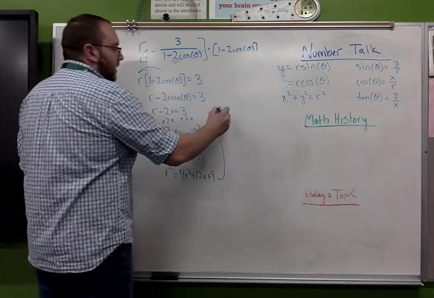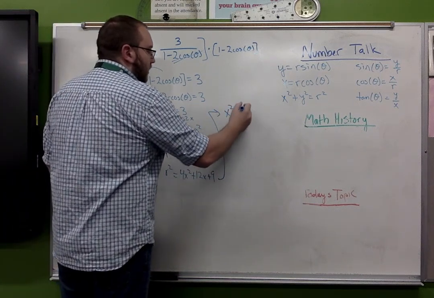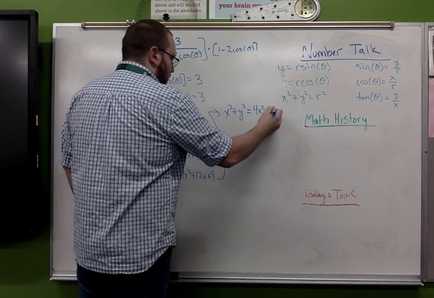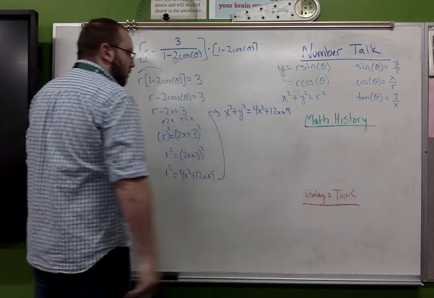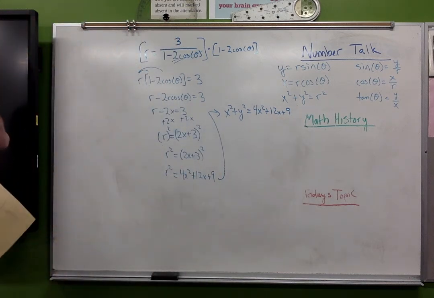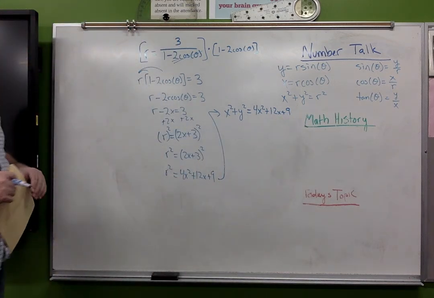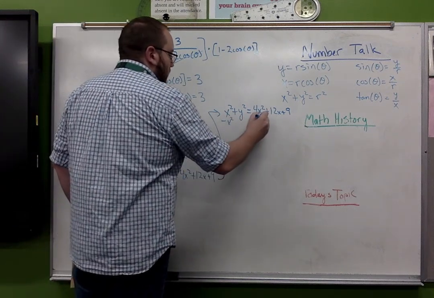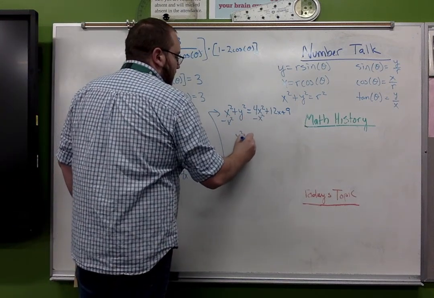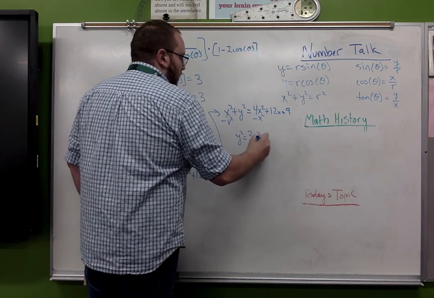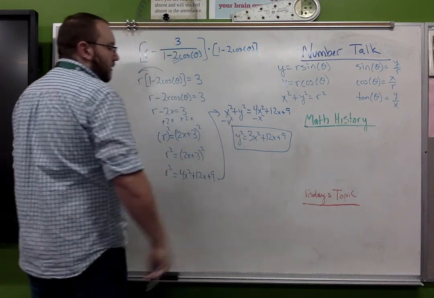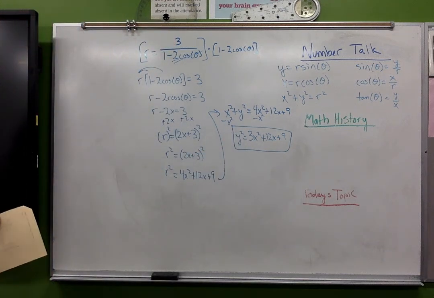r squared is equal to x squared plus y squared. Right, and now we have an x squared on both sides, so collect like terms. y squared is equal to 3x squared plus 12x plus 9. There's your answer.